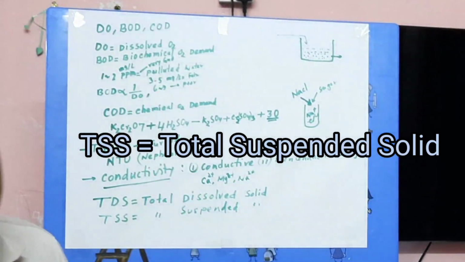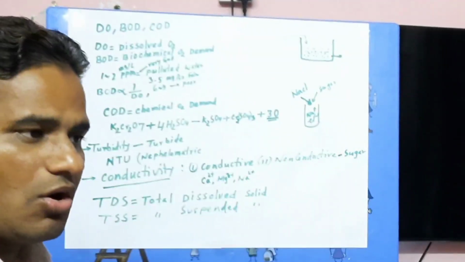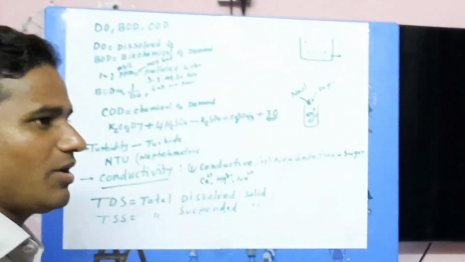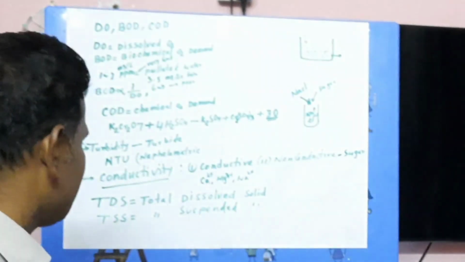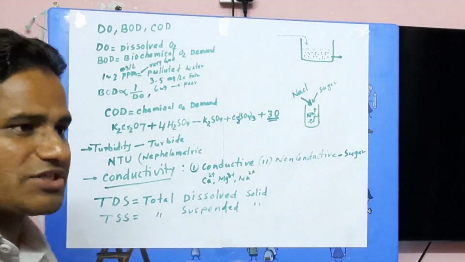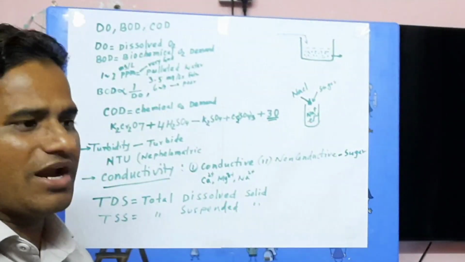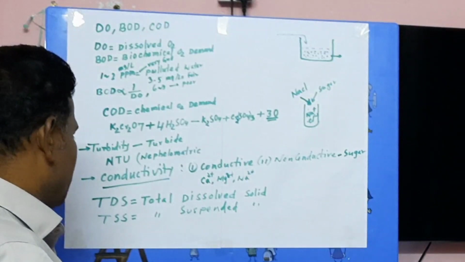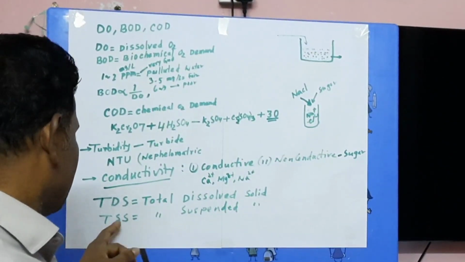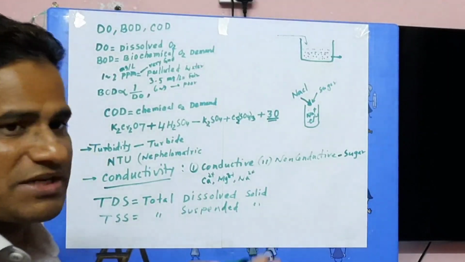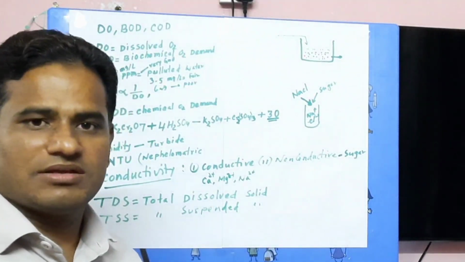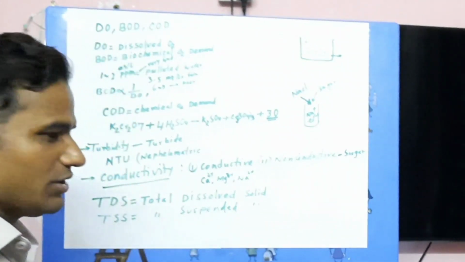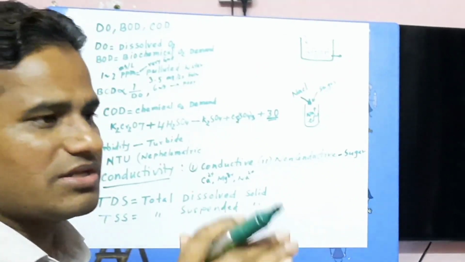So total dissolved solid means in the water are available organic compounds, minerals, salt, potassium, calcium, magnesium. So this is dissolved solid. Which solids are dissolved in the water, they are called dissolved solids. Normally what dissolves with water is called TDS, total dissolved solid. But if suspended solid is available in the water, like mud, clay, which will not dissolve with water, that's called suspended solid.